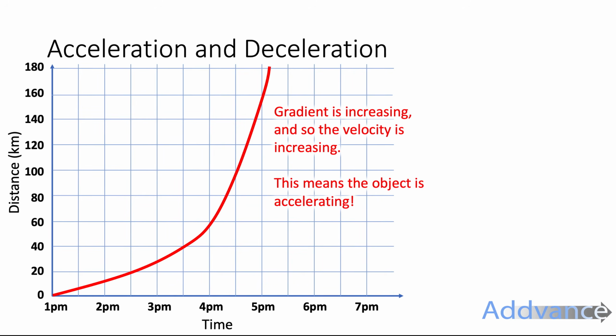Now, we can also understand that if a graph is curving upwards, that means the gradient is increasing, and so the velocity and the speed is increasing. And if the speed is increasing, that means that it's accelerating, it's getting quicker. So if you see a graph curving upwards, that means it is getting quicker, it is accelerating. That's a really common exam question where you have to describe what the curve means.